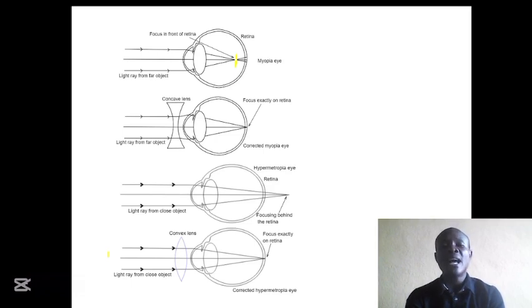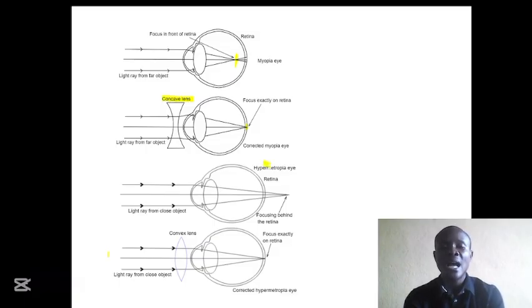When the lens and the cornea with other parts refract the light, they focus the object in front of the retina. So how do we correct it? We correct it by using a concave lens, which will help to move this focus object from the front of the retina right onto the retina so that the image can be seen clearly.